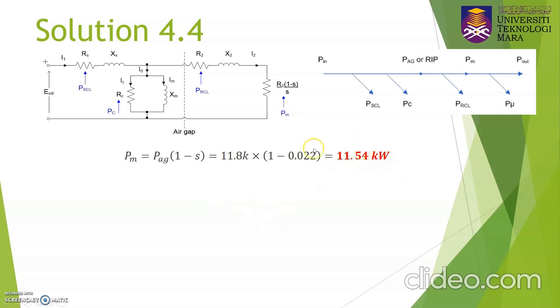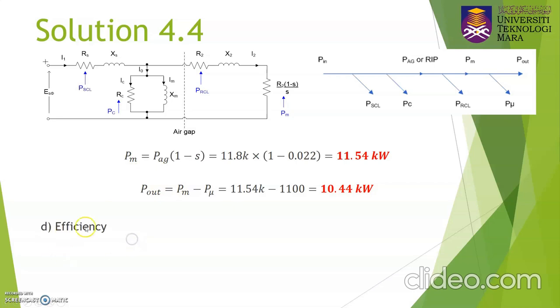So finally, for the P output, P output will be equal to Pm minus P rotational loss. Based on the question, the rotational loss given is 1100 watt. So this value minus 1100, you get 10.44 kilowatt. So this is the output power of the induction motor.